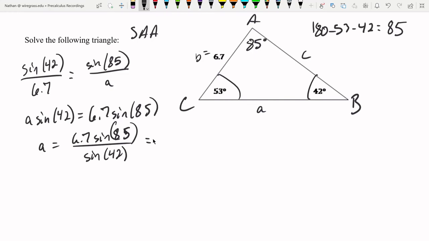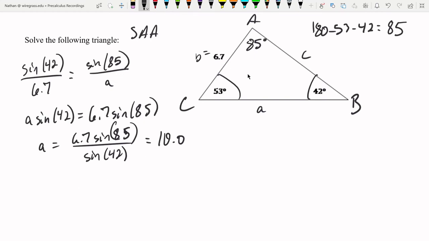Okay, plug it into a calculator. It's going to give me 9 point, if I round it to 2 places, it's actually going to give me 10.0. And had I flipped this, so made 6.7 over sine 42, A over sine 85, I would have actually only had to do 1 step to get the thing. I wouldn't have had to do 2 steps. That's why I prefer flipping it to using exactly what I need. And really what you want is the unknown in the numerator. Be that sine or the side length, whichever you're looking for, that's the unknown you want.